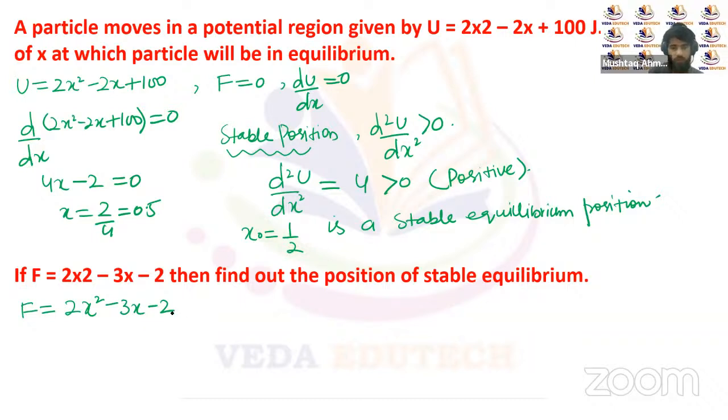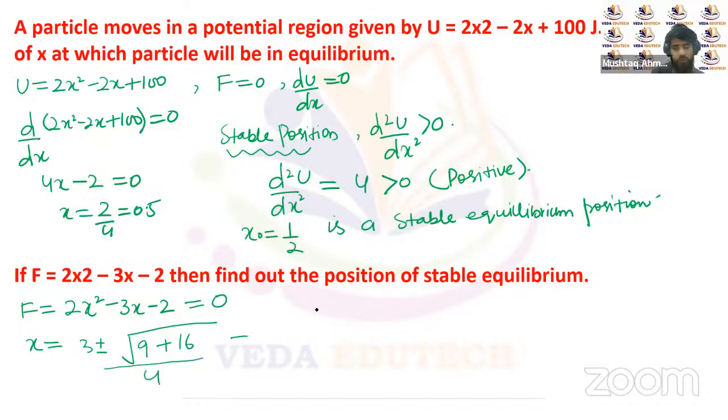Now for equilibrium, force should be equal to zero. So for force to be equal to zero, we have to find the solutions of x where the force will be equal to zero. So that will be minus b, that is 3, plus minus under root of b square, that is 9, minus 4ac, that will be plus 4 multiplied by 2, that is 8, 8 into 2 will be 16, upon 2a, that will be equal to 4.